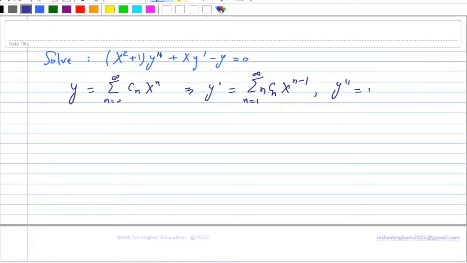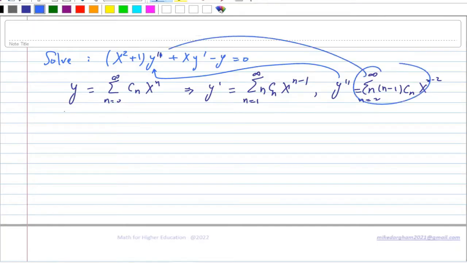So the second derivative would be n times n minus 1 with the sigma, c_n x to the power n minus 2, and n starts from 2 to infinity. Now we start replacing these. It is a long process, so you can skip a little. If you replace y double prime, you multiply x squared in, and a 1 in, so it's distribution. You can do it in one step.